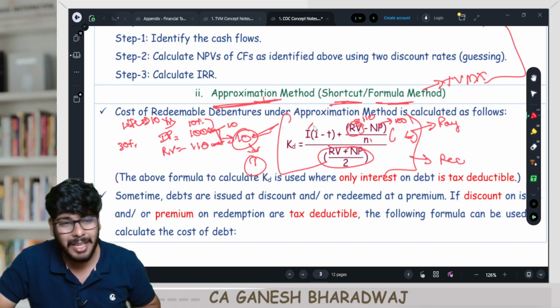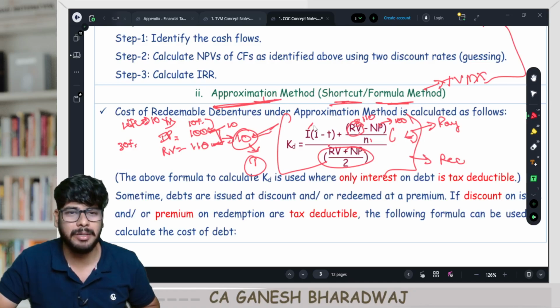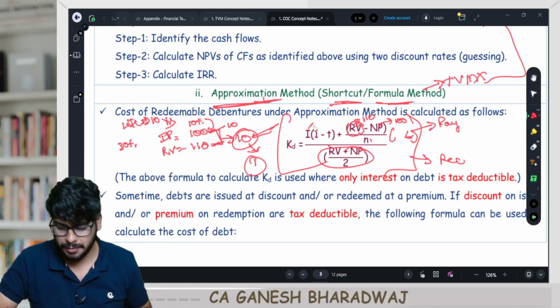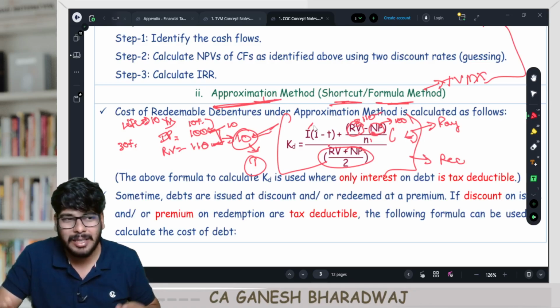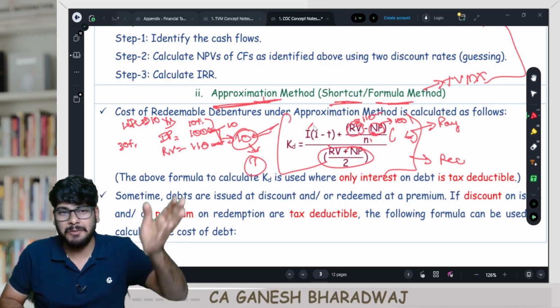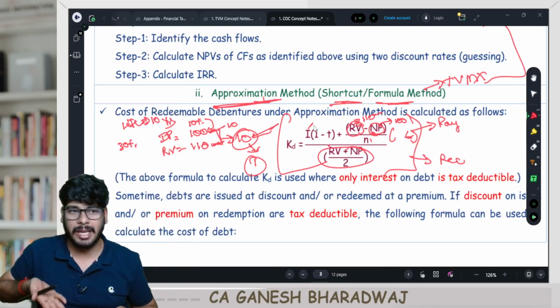The reason is RV, redemption value. When does it happen? At the end of the 10th year. NP, net proceeds. When do you get it? Today. Now, can you directly subtract a cash flow arising at the end of the life from a cash flow arising today?